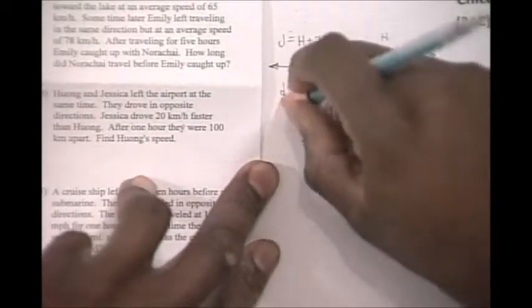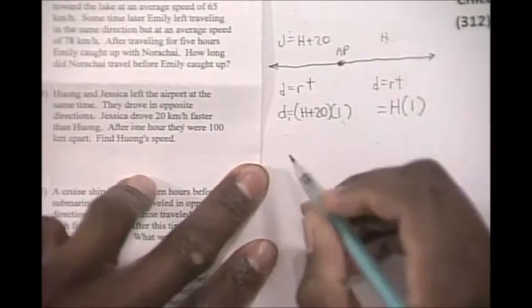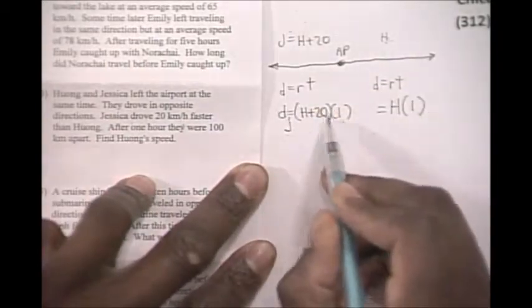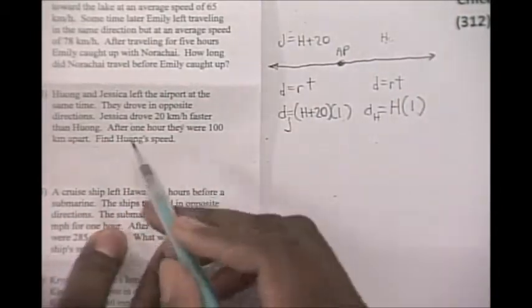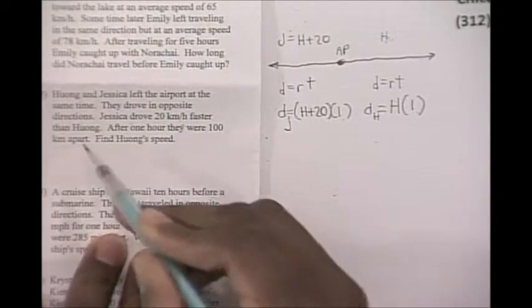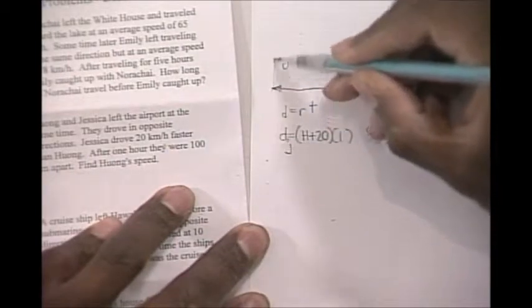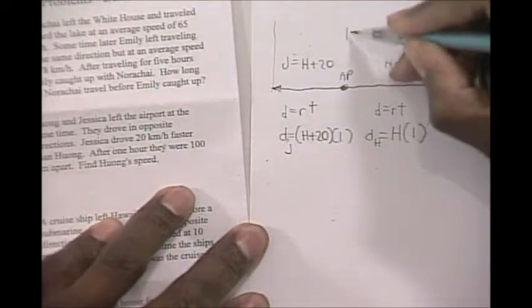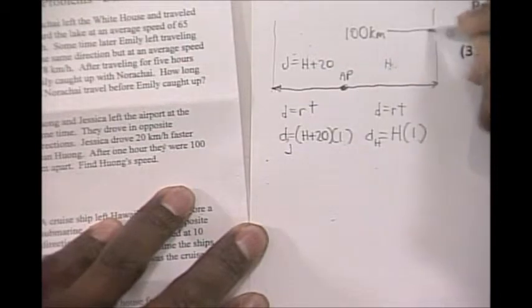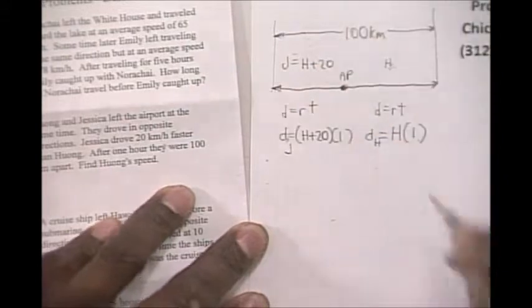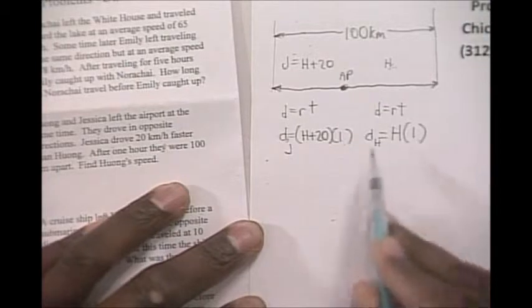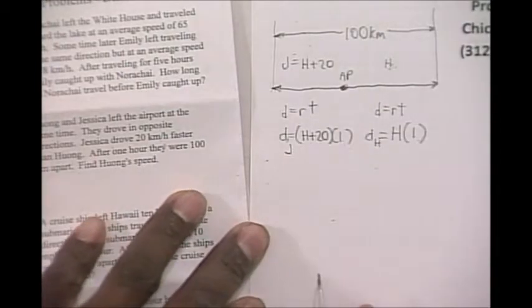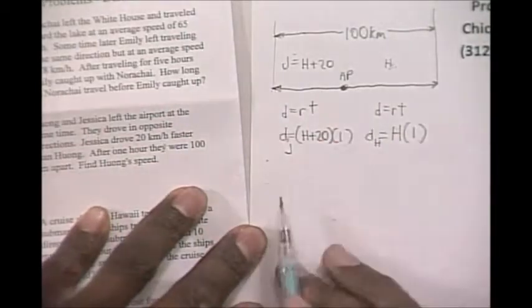So now the distance for Jessica is here, and the distance for Hong is here. It says after 1 hour, they were 100 kilometers apart. So this distance from here to here had to be 100 kilometers. You're taking the distance that Jessica traveled and the distance that Hong traveled, and you're going to set those equal to 100, because that's the total distance after 1 hour.